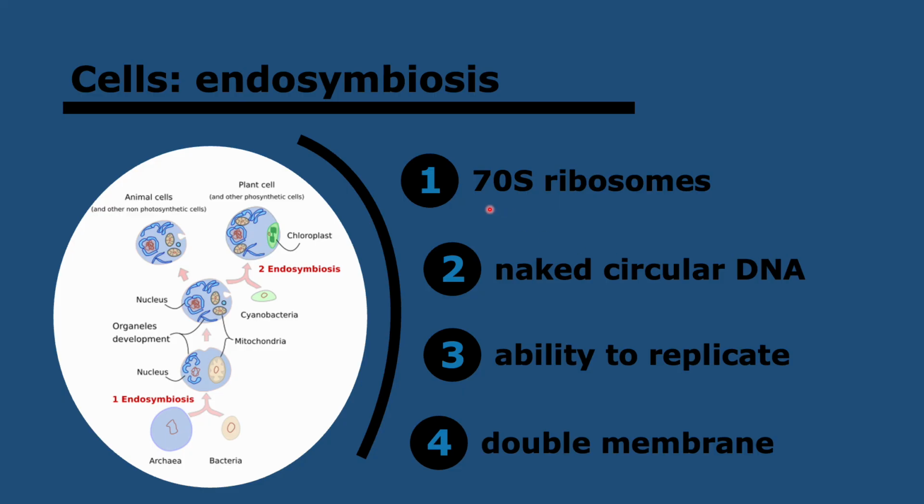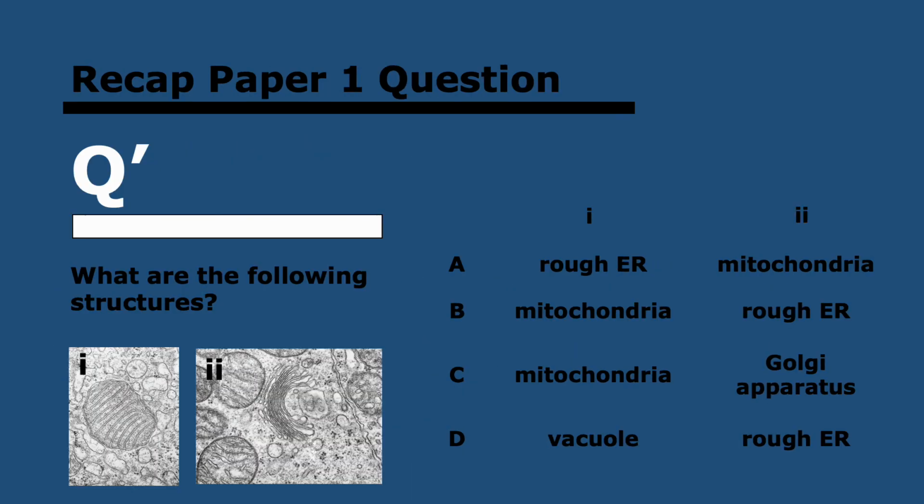Well, both mitochondria and chloroplasts have 70S ribosomes inside them, like prokaryotes. They have naked circular DNA, like prokaryotes. They can replicate by themselves without the cell, like prokaryotes, and they have double membranes, like prokaryotes. So it does make sense that this would have been the case. This is not proven. It's impossible to prove because it happened millions of years ago, but this is what is thought to have happened, and this is the theory of endosymbiosis.